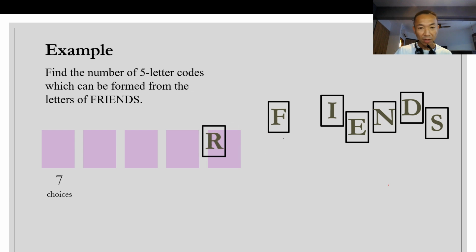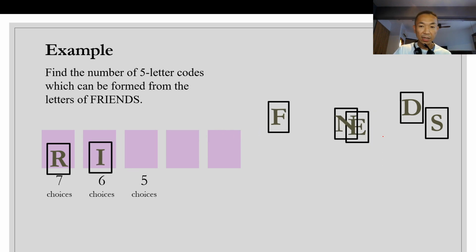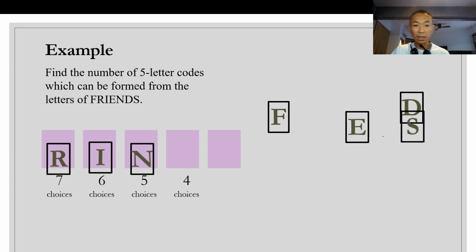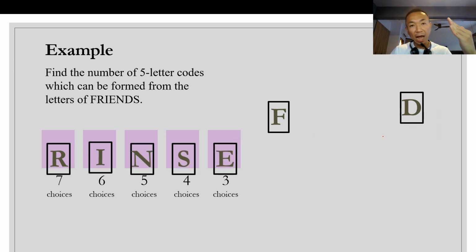The second slot, after you've done that, let's say for example it's R, they are left with 6 different choices, because you can see on the right hand side, you have 6 different letters left. And of course the next one must be 5, the next one must be 4, the next one must be 3. And because the operations are successive, you will use the multiplication principle to multiply them.